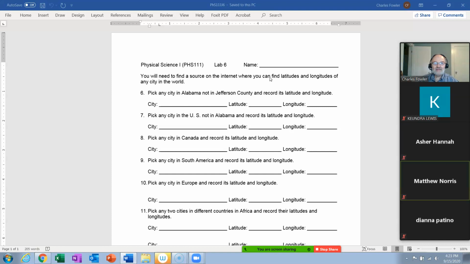Hey, Mr. Fowler. Yes. Is it okay if we put the first 5 questions on the bottom of this document right here? Absolutely. Just make sure that, okay, a few things to make sure. Make sure you put your name somewhere on everything you send me, okay, please.